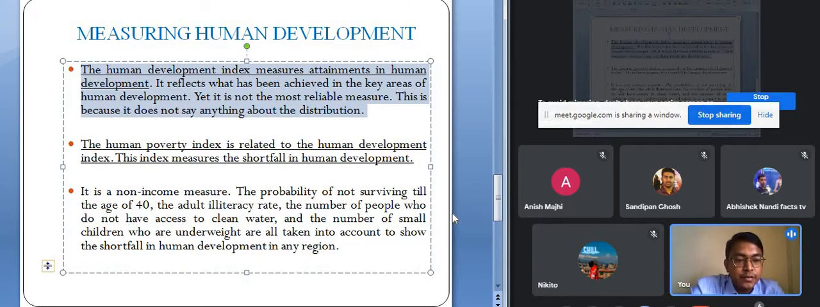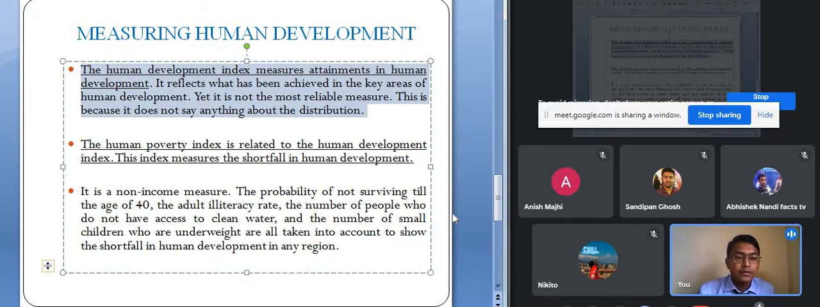So basically, what does the Human Development Index measure? It measures what has been achieved by the people, whether they have achieved education, better education facilities, health facilities or not, whether they have achieved equal access to resources or not. So the Human Development Index basically measures the attainment.